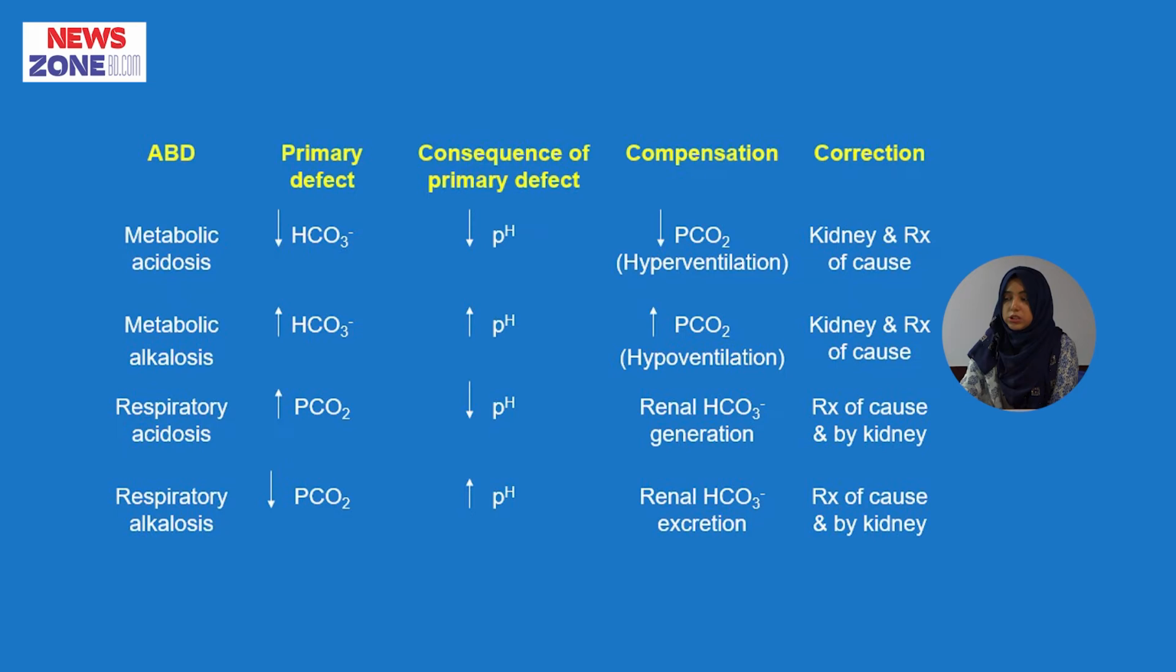Respiratory alkalosis: when partial pressure of carbon dioxide decreases and it causes increase of the pH, we call it respiratory alkalosis. How can we compensate it? We compensate it by decreasing the bicarbonate ion concentration by renal bicarbonate ion excretion, and correction is done by the renal system.